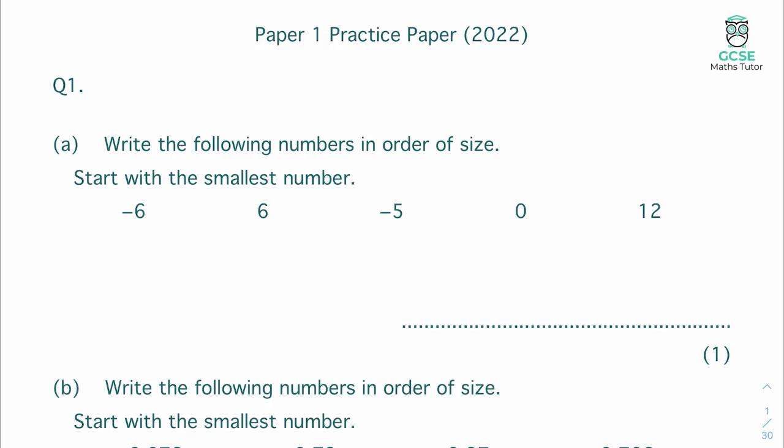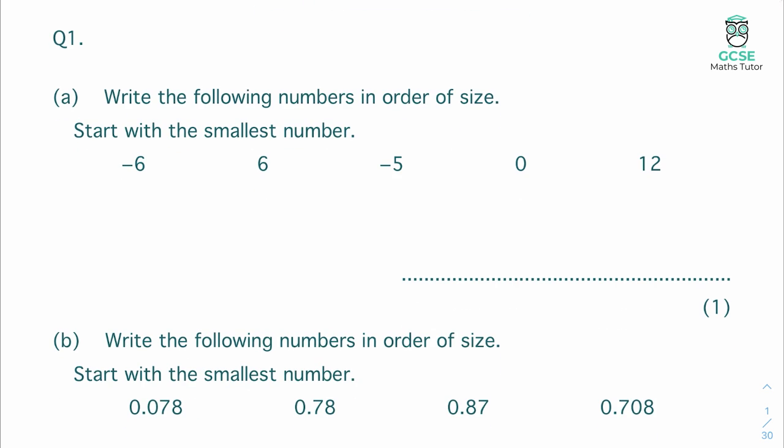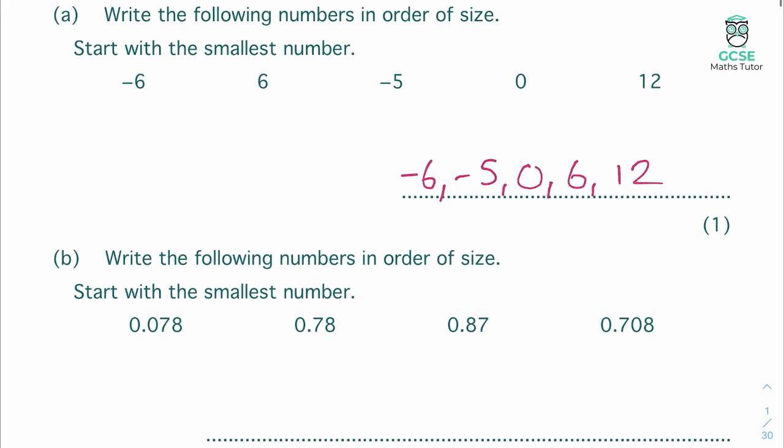Okay, so looking at our first question. It says here, write the numbers in order of size and start with the smallest. So we're looking for the biggest negative, and that is -6. Then we've got -5. Then we have 0, and then we've got 6, and then we've got 12. So just working up like a number line there. So that's ordering negative numbers.